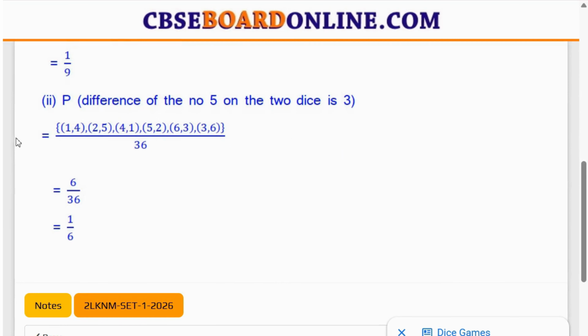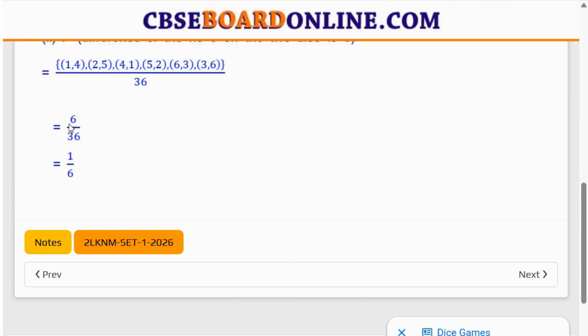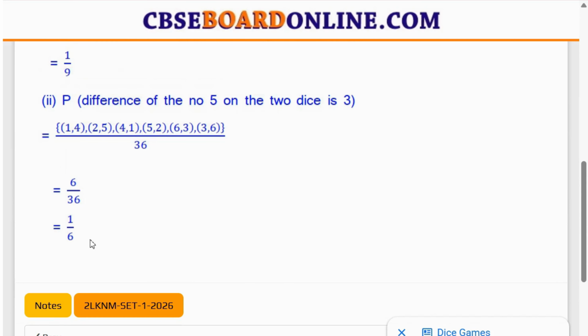So how many total favorable outcomes do we have? We have 6 favorable outcomes upon the total number of outcomes that is already given, that is 36. Okay, so our answer would be 1 upon 6.